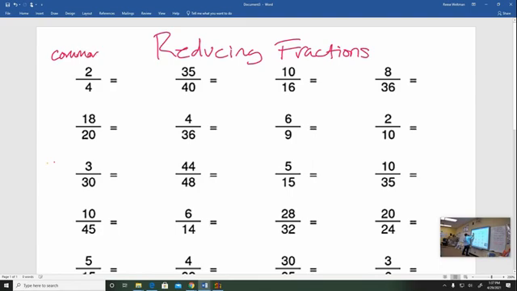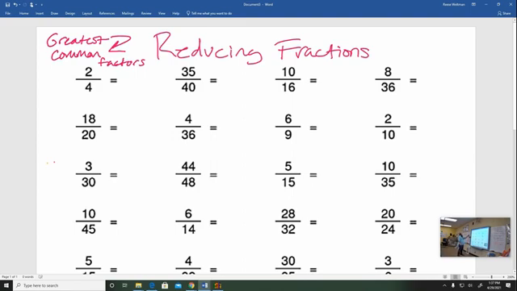Okay, we're going to look for common factors. And remember that factors are numbers in multiplication equations. Okay, so a factor is a number in a multiplication equation. In this case, because we want to make these fractions into the smallest versions of themselves, the equivalent fraction that is the smallest equivalent fraction for each one of these, what we want to do is find the greatest, the biggest common factors.